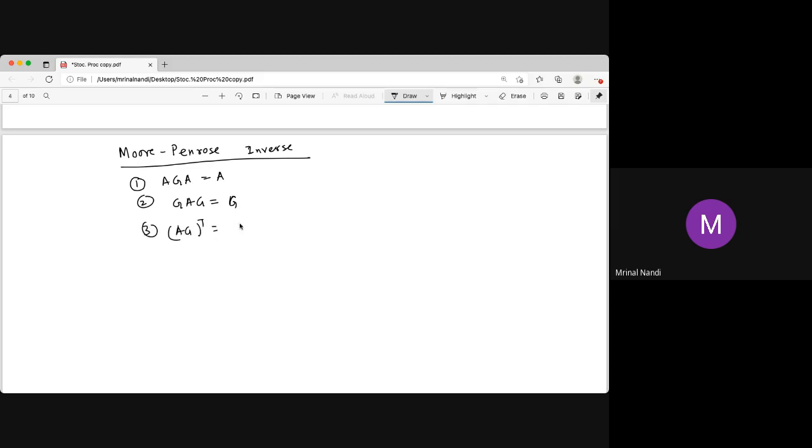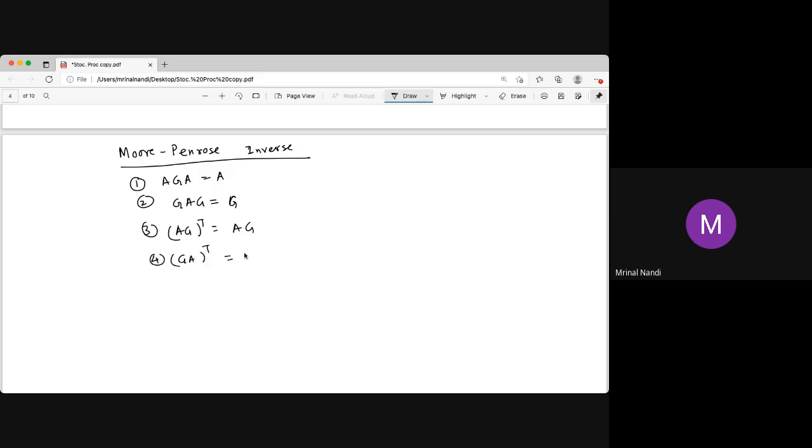Go to the next theorem. Now we will discuss the Moore-Penrose inverse. It is not just a g inverse, it is the Moore-Penrose inverse. What is the Moore-Penrose inverse? We know the Moore-Penrose inverse satisfies all the conditions: reflexive, minimum norm, and least square. So the first condition is AGA equals A. Second condition, reflexive: GAG equals G. The third condition is AG transpose equals AG, and the fourth condition is GA transpose equals GA.